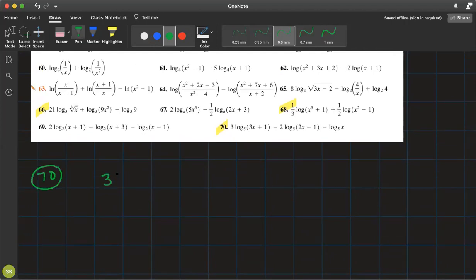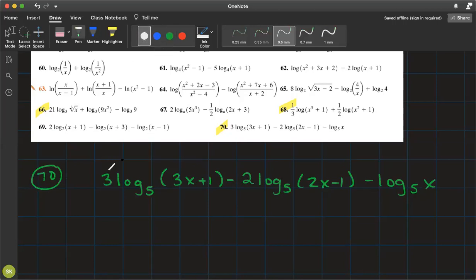We have 3 log base 5 of (3x plus 1) minus 2 log base 5 of (2x minus 1) minus log base 5 of x. We do have minus signs, which means that we're going to work with division. Again, the first thing I want to do is get rid of these coefficients and put them as the power. You have a couple of options with this too. You could send just 2, or you could send -2. You're going to get the same answer. If you send -2, then this will become a plus here. So I'm actually just going to send 3 here and the number 2 here.